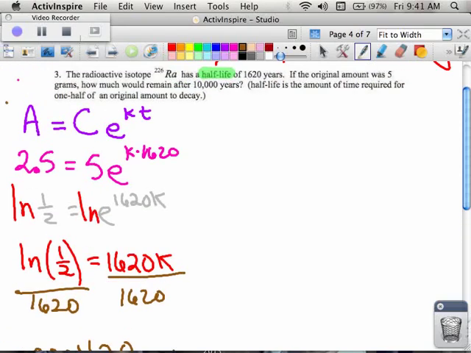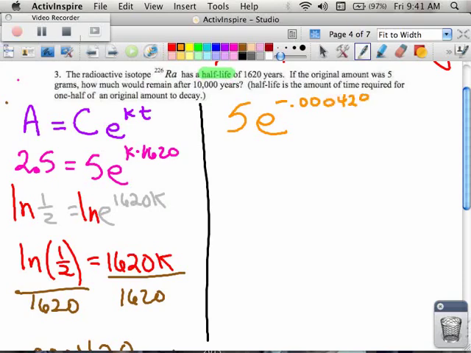The question says, how much is going to be there after 10,000 years? So now I know I'm going to start out with 5 grams, and it's e to the, I know that my k is negative 0.000428, and that's getting multiplied by the 1,620. This is the question that they're actually asking me.